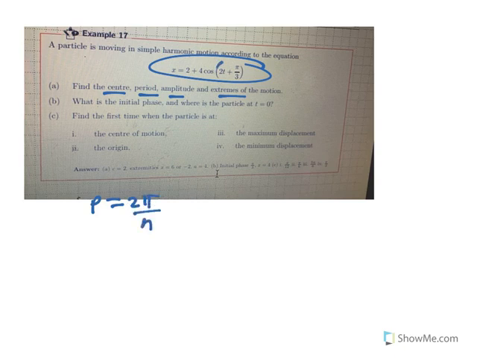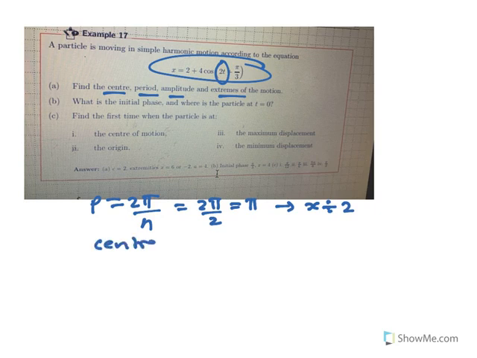Okay, so just running through a question here. A particle moves in simple harmonic motion, there it is there. Find its centre, period, amplitude and extremities of the motion. So you could do this by sketching it. First of all, the period is 2 pi on n, and n is always the number in front of the t. So that's a 2. So it's 2 pi on 2, which is pi. That's the value you divide x by. Like all the x's will be halved.